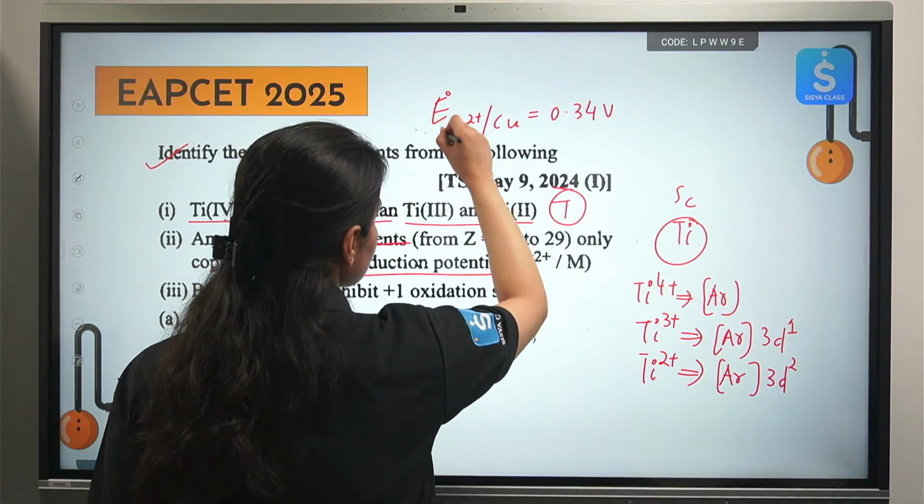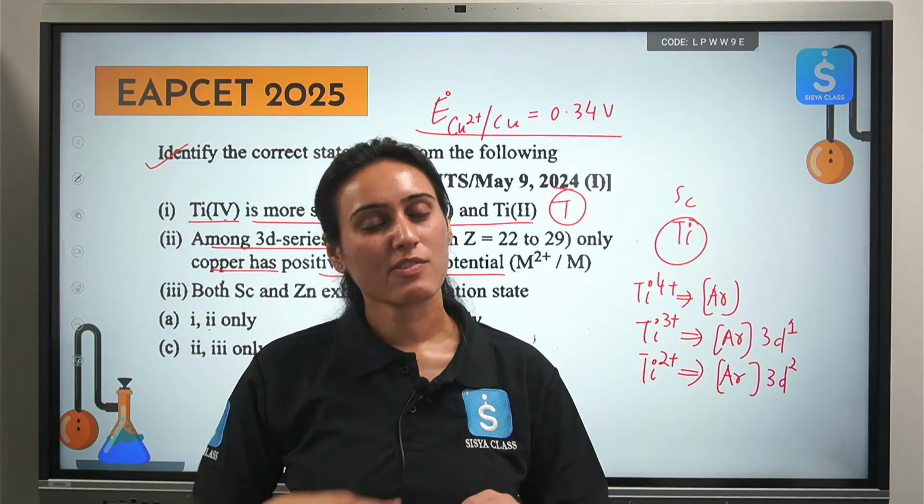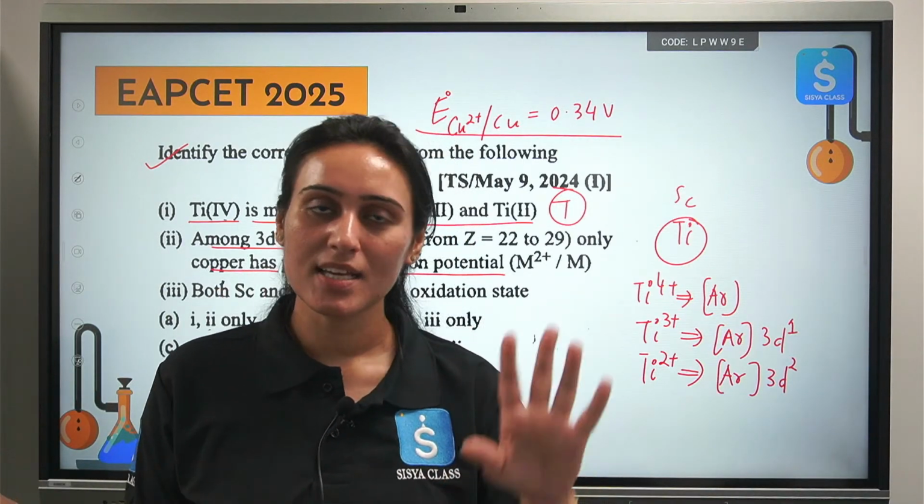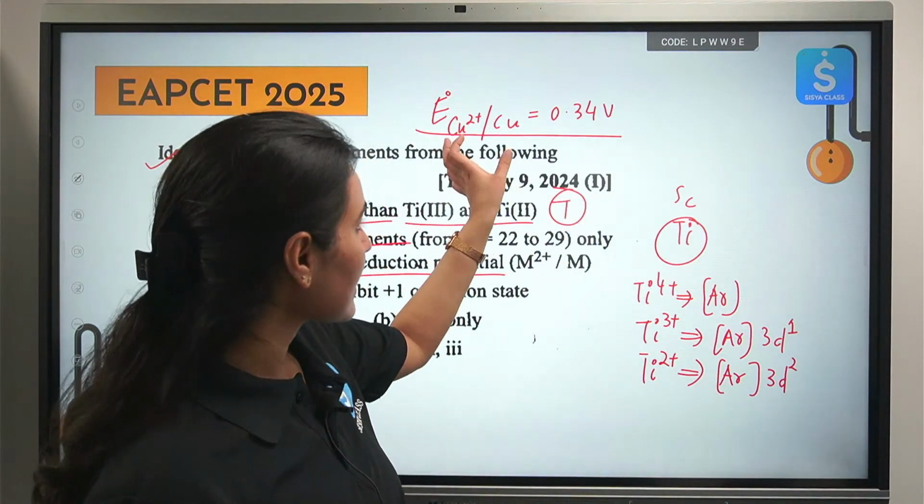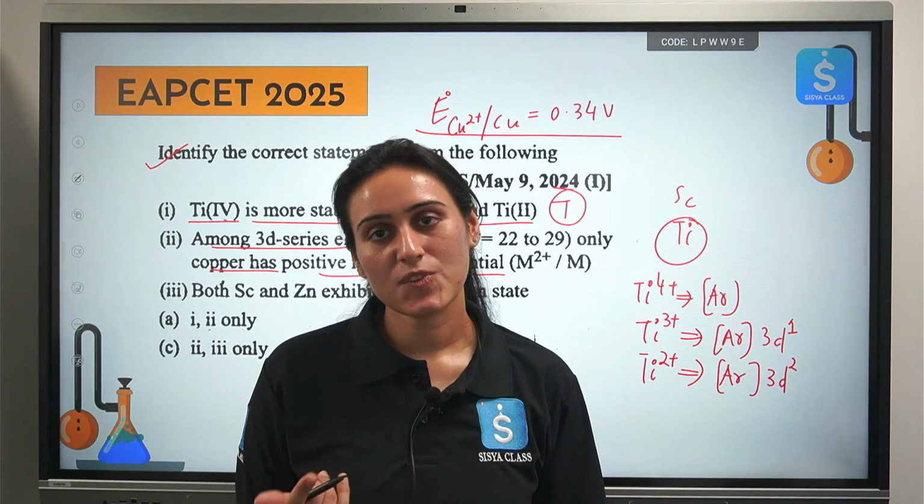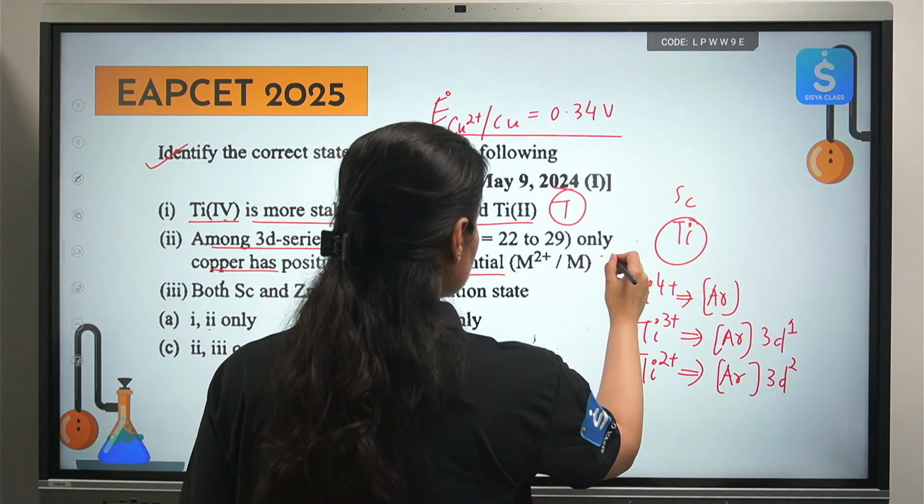That copper has exceptionally high reduction potential. The SRP value of copper you should know. Okay, you have seen it so many times in your electrochemistry. Now we are repeating it here. It is 0.34 volt. So it is exceptionally high in comparison to all the other elements which are present in your 3D series. So that is correct. So this statement is true.